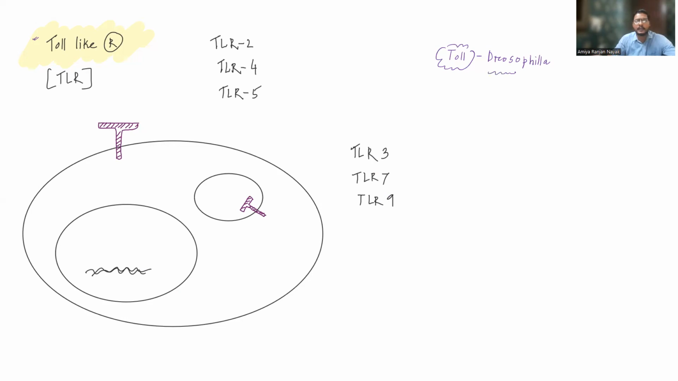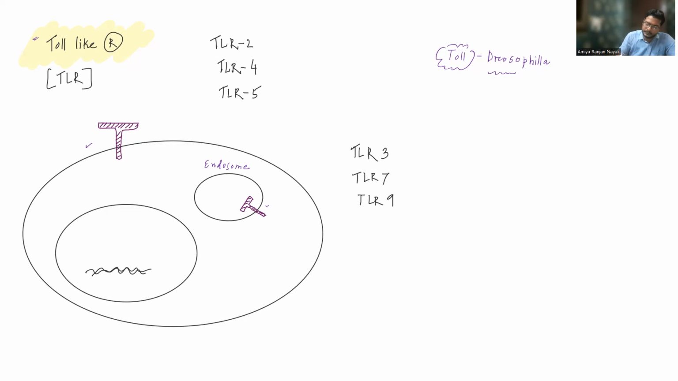These toll-like receptors are either present on the cell membrane, or can also be present on the endosomal membrane. So this is the endosome. Some of the toll-like receptors, like TLR2, 4, and 5, are present on the cell membrane. And because they are present on the cell membrane, they are going to recognize the bacterial cellular products. However, the toll-like receptors present on the endosomes are going to recognize the genomic components of the pathogens.